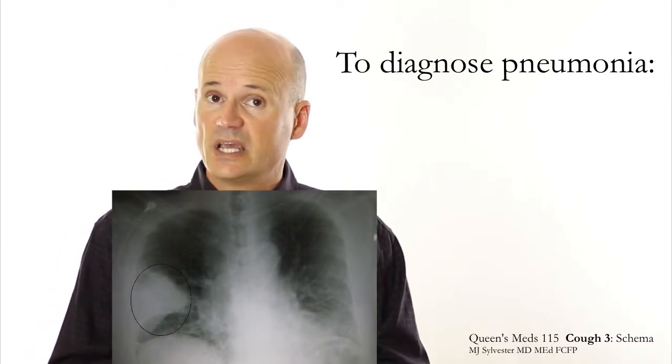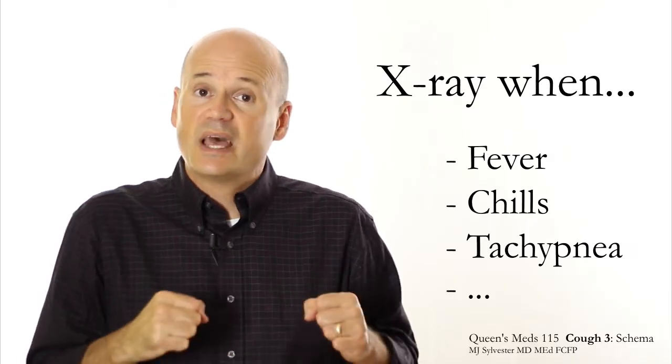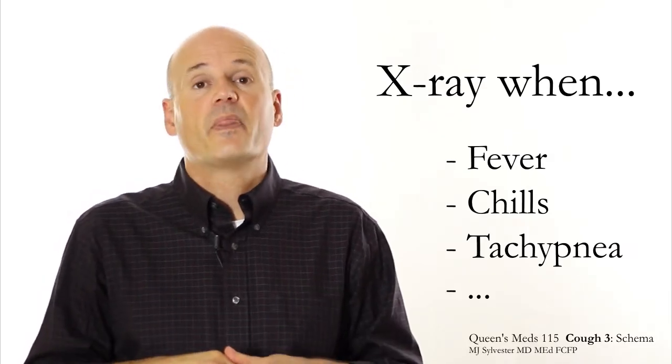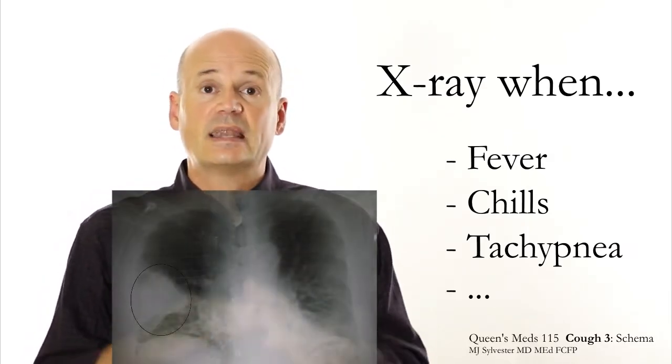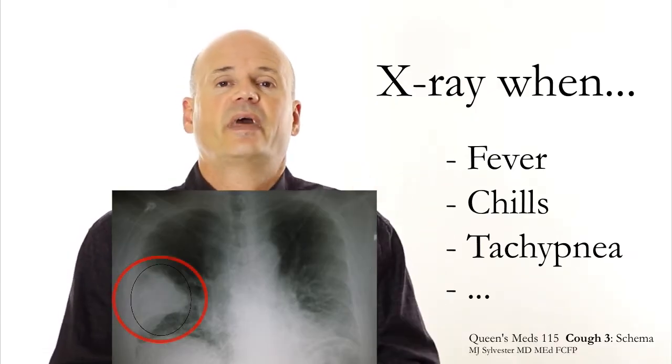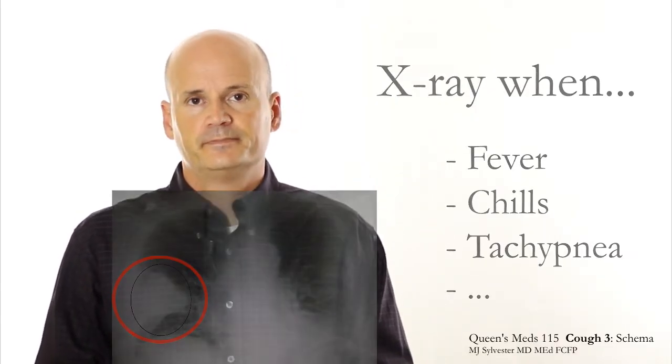Now how do you get to a chest x-ray? That's with your level of clinical suspicion. And your level of clinical suspicion will increase as the number of typical symptoms increases. So if the person has shaking chills and a fever, they probably warrant a chest x-ray, and it's the chest x-ray that will tell you whether they have pneumonia or not.